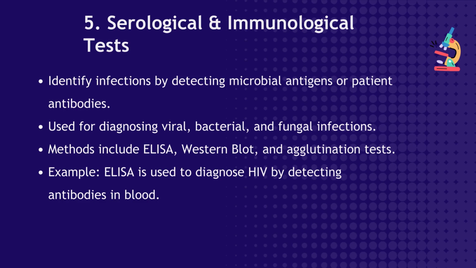Serological and immunological tests identify infections by detecting microbial antigens or patient antibodies, used for diagnosing viral, bacterial, and fungal infections. Methods include ELISA, Western blot, and agglutination tests. Example: ELISA is used to diagnose HIV by detecting antibodies in blood.